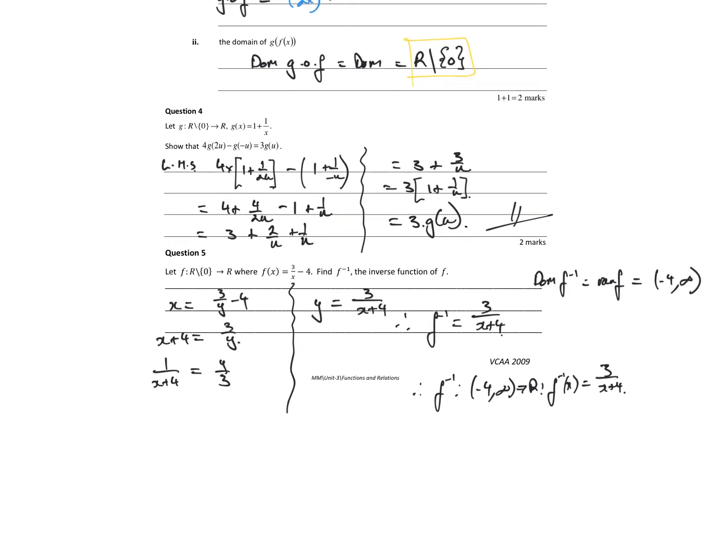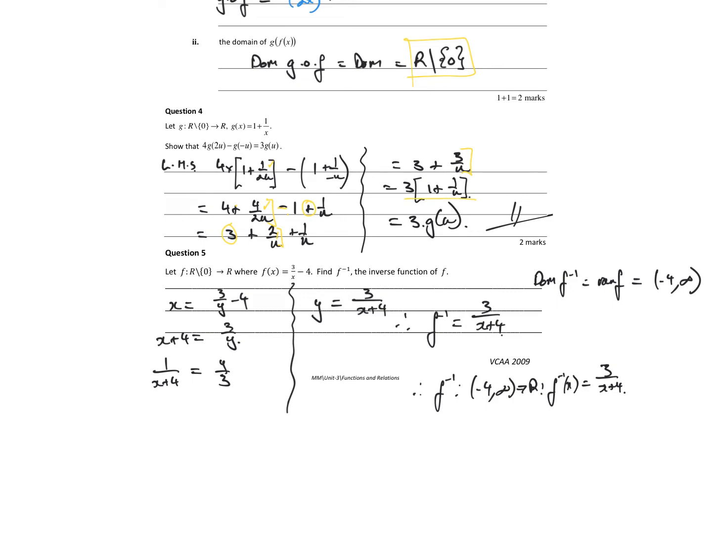All right, quick question. These ones here are often, not so much. I guess this one here we're going to need to expand, aren't we? So let's just start with the left-hand side. 4 times g of 2u, which is just 1 plus 1 on 2u, minus 1 plus 1 on negative u. So if I multiply the 4 in, multiply by -1 through, it makes that a positive there. Let's simplify the 4 on 2u to be 2 on u. 4 minus 1 gives me the 3. And now I've got a 2 on u plus 1 on u, which is 3 on u. So I've got that expression there.